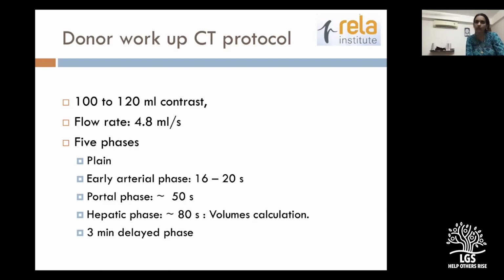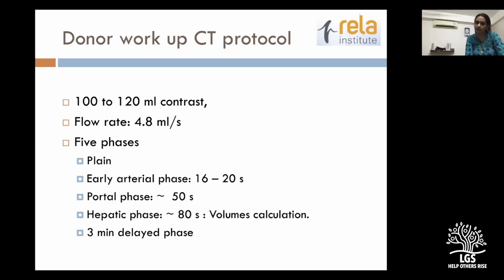Sometimes arteries are not hypertrophic like in the recipient, so they may be very thin. We may want to look at the segment 4 arteries. So to do all this, we should do a proper arterial phase. It's an angiogram actually. The portal phase is the same as in the recipient CT and then the hepatic venous phase. We do the volume calculation in the hepatic venous phase.